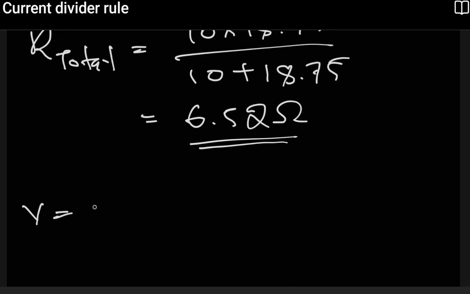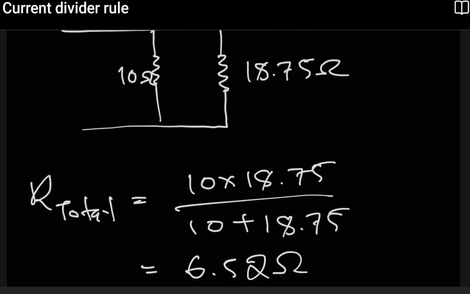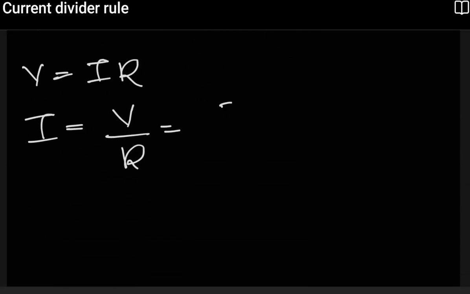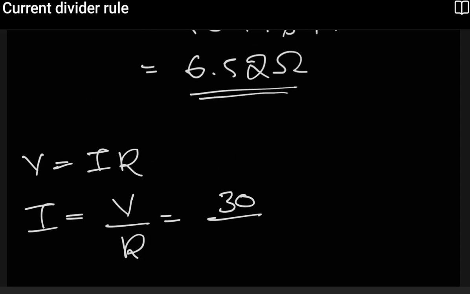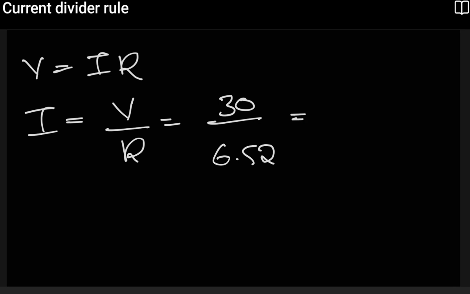We know from Ohm's law that voltage is equal to IR, so the current coming from the source will be the voltage divided by the total resistance. So the voltage from the source is, what's the value again? So that's 30 volts. So we have 30 volts divided by the equivalent resistance, which is 6.52 ohms. So we get the current coming from the source as 4.60 amps. So this is the current coming from the source.